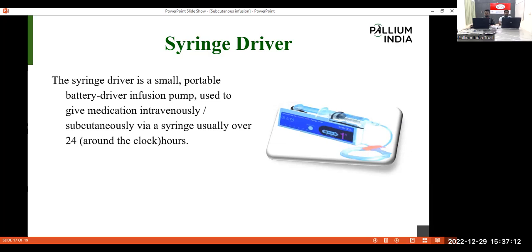Actually there are two types of syringe driver: per-hour setting syringe driver and per-24-hour setting syringe driver. The main advantage of the per-hour syringe driver is that from 1 hour to a maximum of 24 hours we can give infusion. In the 24-hour syringe driver, we can set a minimum of 24 hours up to a maximum of 48 hours or 72 hours in the syringe driver.